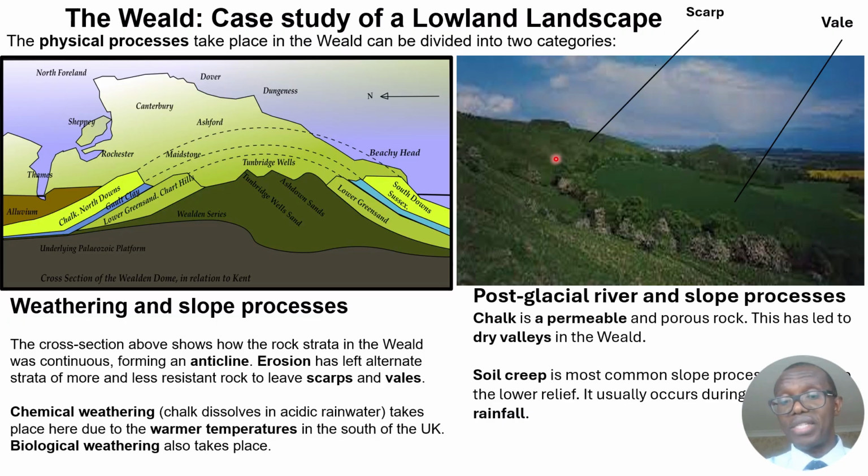And that's because the valley sides here are a lot more gently sloping than the ones that you'd get in the Lake District. So that means that when you get very heavy rainfall, the unconsolidated material is likely to flow down the slopes at a much slower rate, and that's why it's referred to as soil creep.